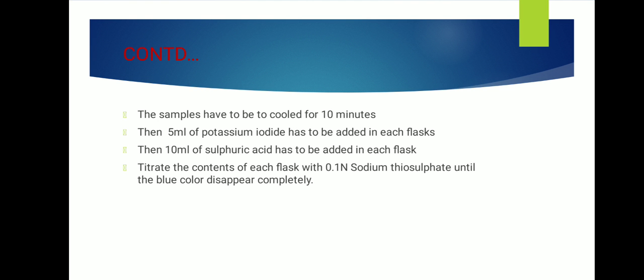Then 5 ml of potassium iodide has to be added in each flask. Then 10 ml of sulfuric acid has to be added in each flask. Then titrate the contents of each flask with 0.1 normal sodium thiosulfate until the blue color disappears completely.